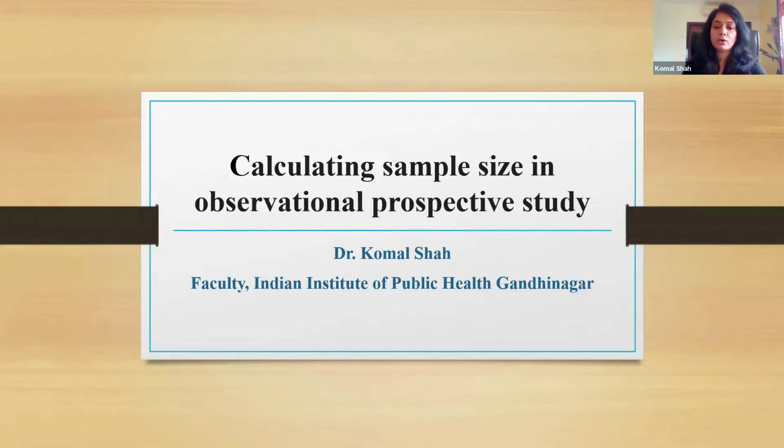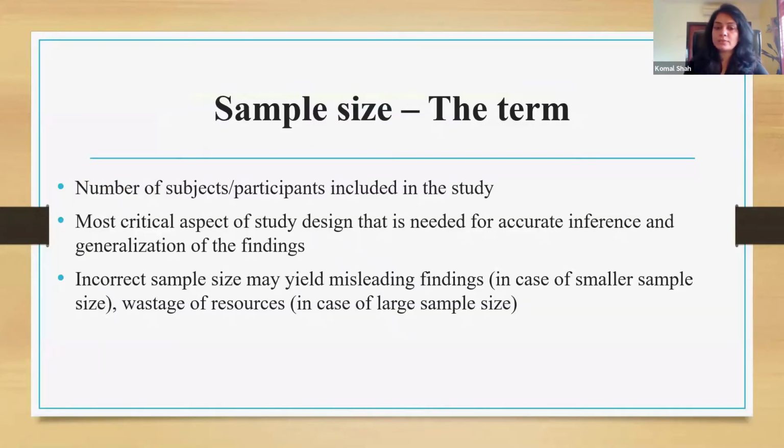Today I'll be discussing the concepts of sample size calculation for observational prospective studies. As the term suggests, it is the number of subjects or participants that need to be included for a particular kind of study. It is one of the most critical aspects of any study design, needed for accurate inference and generalization of the findings. If we have corrected our sample size calculation, it means that we could have saved ourselves from obtaining misleading findings or from wasting our resources.